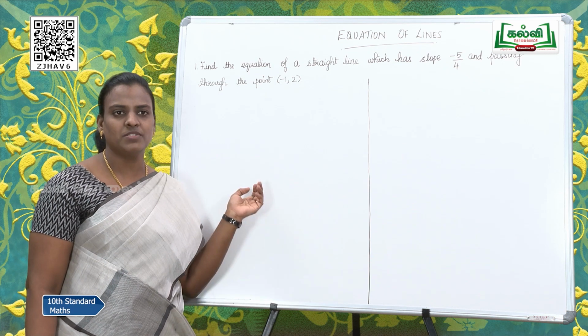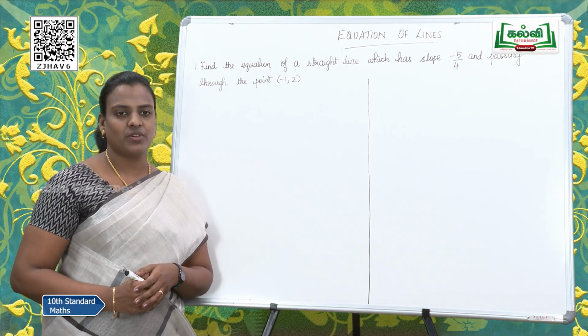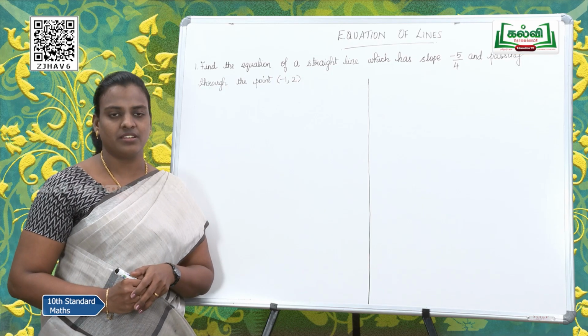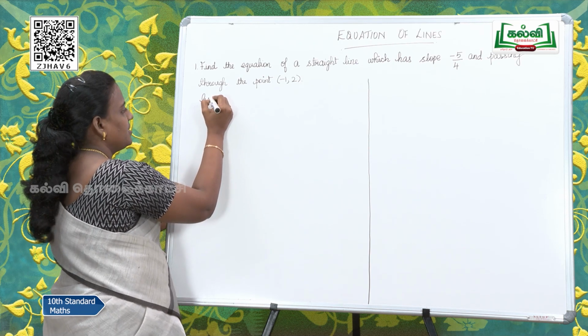Now these problems are from exercise 5.3. Let me read the first question for you. Find the equation of a straight line which has slope minus 5 by 4 and passing through the point minus 1 comma 2. So first you will write out what is given in the question. Now what is given in the question? So I'll first write given.